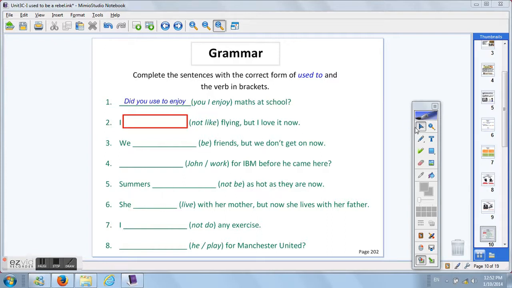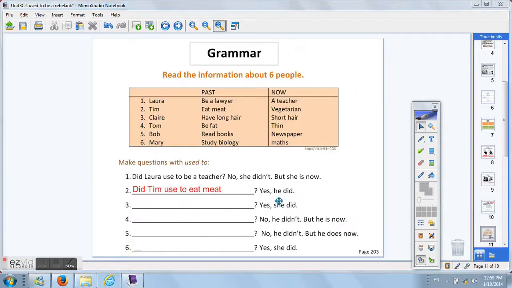Let's look at example number 2. I didn't used to like flying, but I love it now. Negative statement. Again, use U-S-E. Pause the tape and then complete questions 3 to 8. Grammar. Pause the tape and read the information about the 6 people.